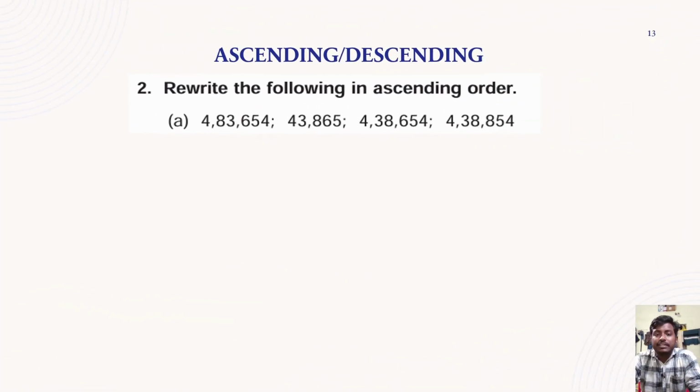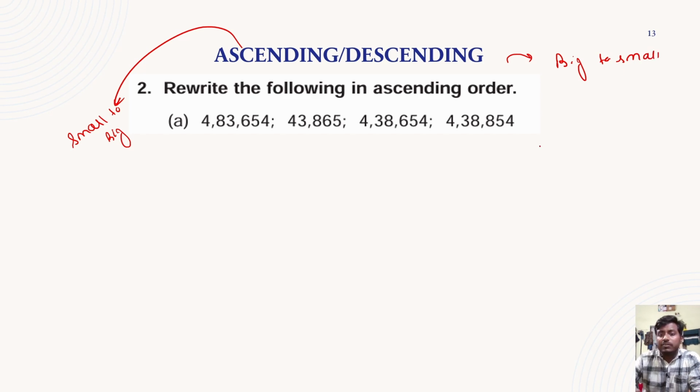The next concept is the ascending and the descending order. Then what is ascending order? Now ascending order means small to big, and the descending order means big to small. Okay, big to small.